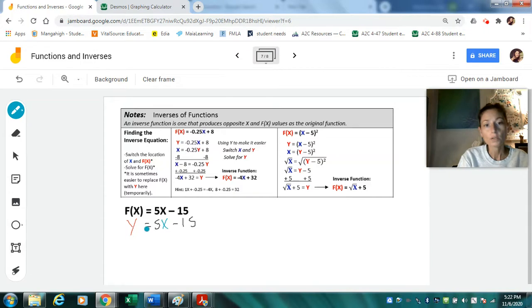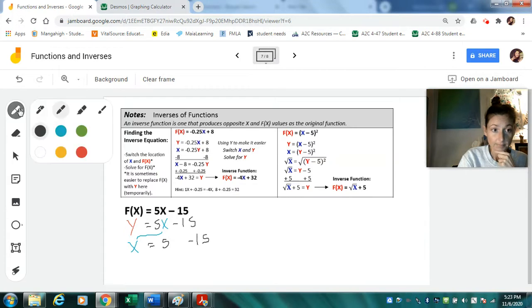All right. So the idea of inverse equations is a flipped x and y. And so that's exactly what we do here. We're going to take the x and the y and flip them. So I'm going to put the x over here. Still going to have our equal sign. And then it's going to be 5y minus 15. And so that's the inverse relationship.